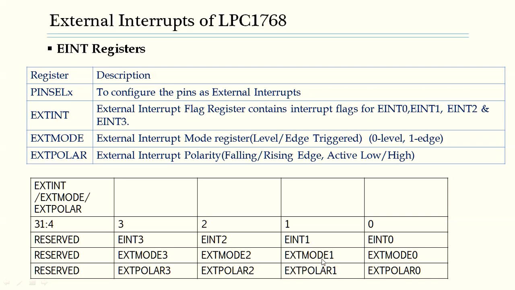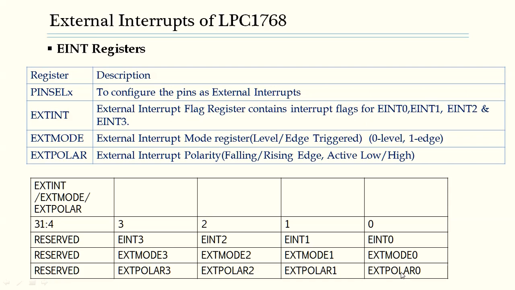In the mode register, if you write a value of 0, what does it imply? It implies that the external interrupt is level triggered. If you write a value of 1 in the mode, it means that the external interrupt is edge triggered. Similarly, writing a value of 0 into the polar, that is the polarity register, will indicate that the external interrupt is active low or the falling edge, which depends upon the value written into the external mode register.